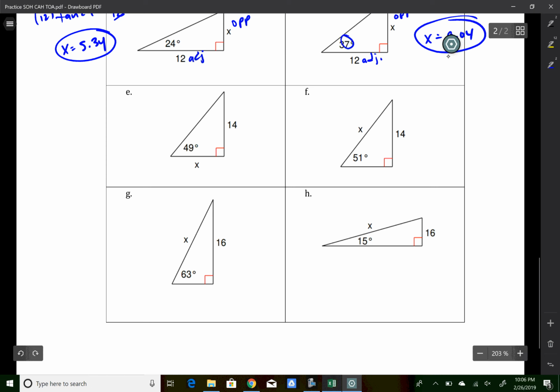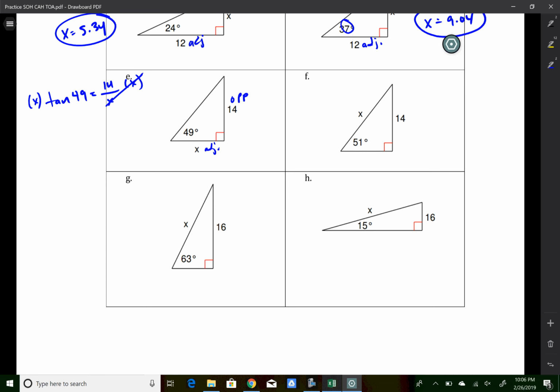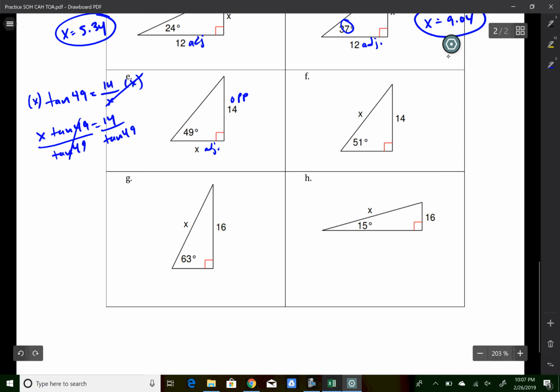Next one, another tangent ratio. Opposite, adjacent. But this one's going to be a little bit more challenging. More algebra. That's all. Multiply both sides by x. Remember, it's always whatever the denominator is, not a number. So I have x times the tangent of 49 is equal to 14. I don't want the tangent of 49 there, so I'm going to divide it away because it's just a number. And whatever x is becomes my answer. So we're getting 12.17.